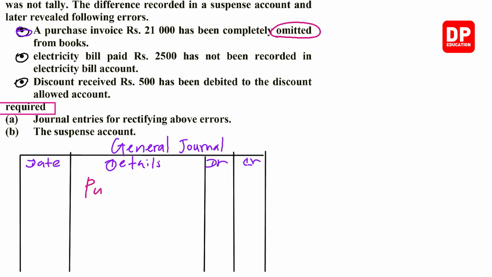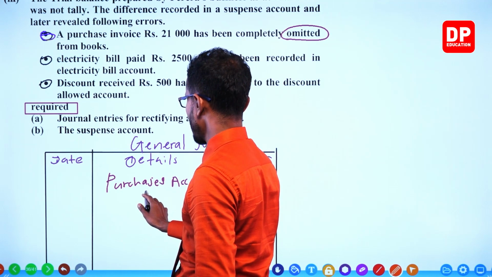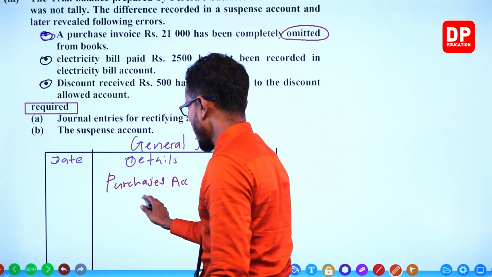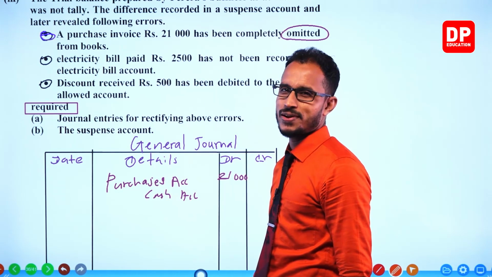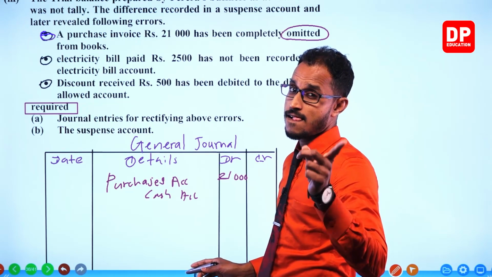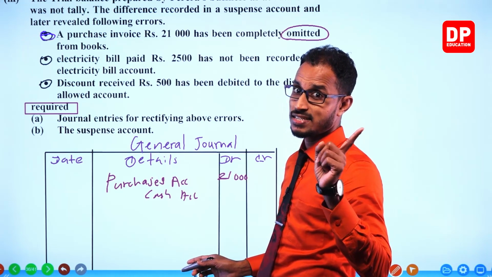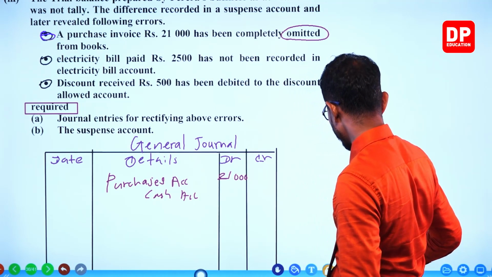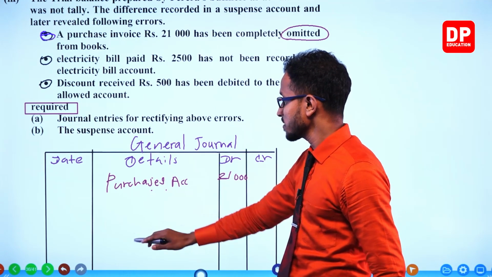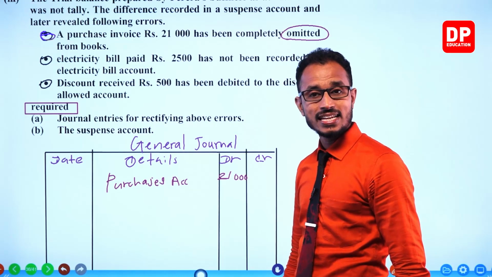So what is the double entry? Purchases account debit 21,000. Cash account credit, right? Cash account. No. Don't forget your basic double entries now. Not cash account. It's a credit purchase. Didn't I say that it's a credit purchase?